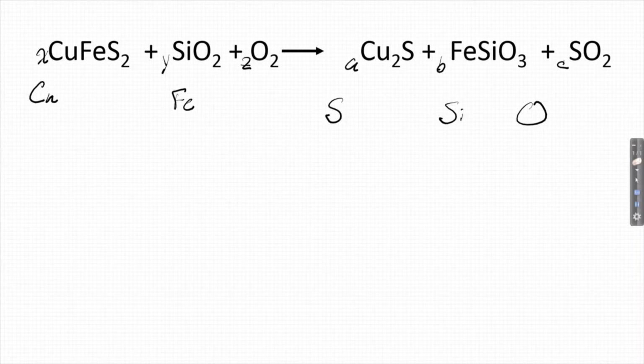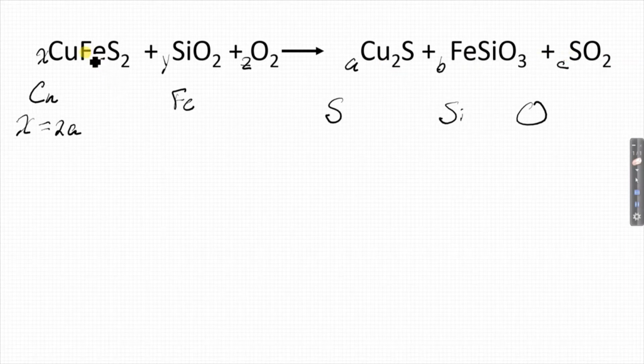Now I want to set up a series of equations, which is the next step in balancing my equation. So for copper, I have X. I don't see copper anywhere else on my input side. I do see copper on the product side, and I see two of them. So X equals 2A, because I have Cu2. I don't see copper anywhere else here.